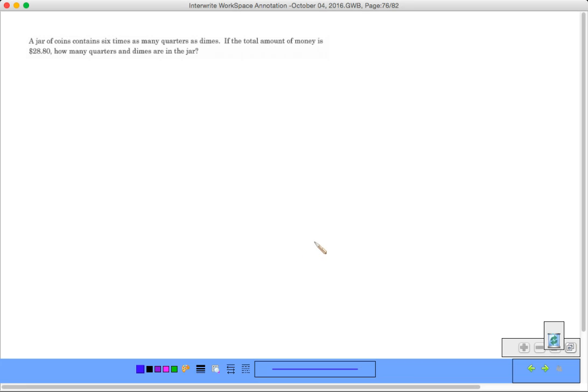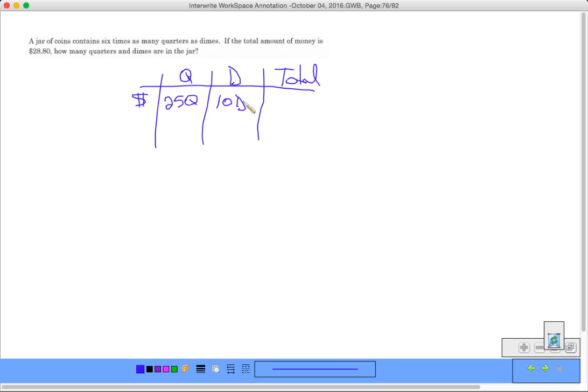Okay, write this down. So the jar of coins consists of 6 times as many quarters as dimes. If the total amount of money is $28.80, how many quarters and dimes are in the jar? So thinking about our table, we have quarters, we have dimes, and we have a total. But this time we don't have a total number. So we're just going to do our amount in our table. Quarters we know is 25Q, dimes we know is 10D, and then the amount is $28.80.